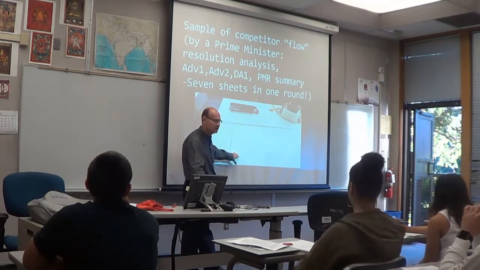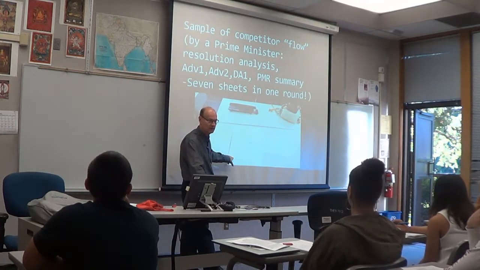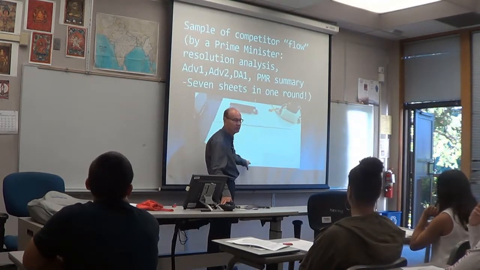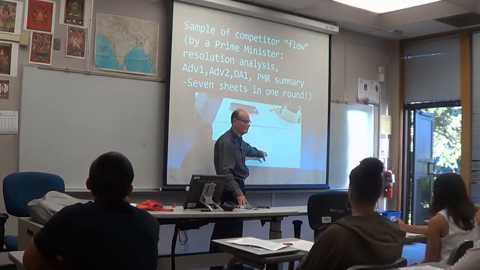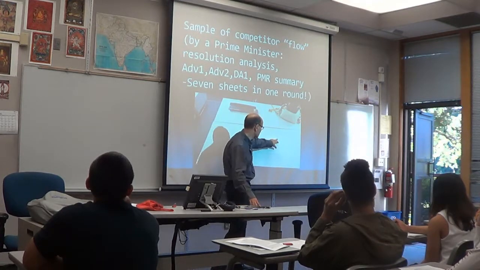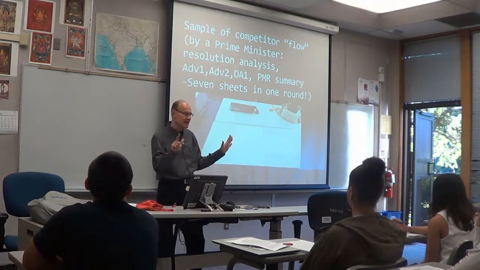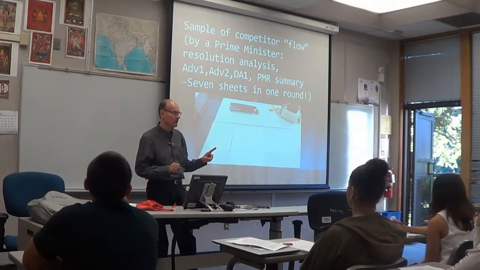This sheet was the advantages, because it spilled over onto page 2. This sheet was advantage 2, because it spilled over onto page 2. This was a sheet for disadvantages, and this was the sheet he used to summarize his Prime Minister rebuttal. So that is 7 pieces of paper for 1 debate.